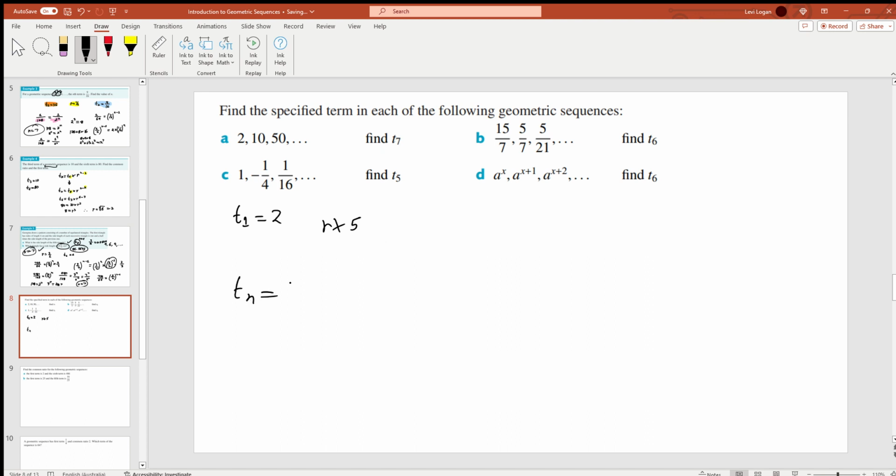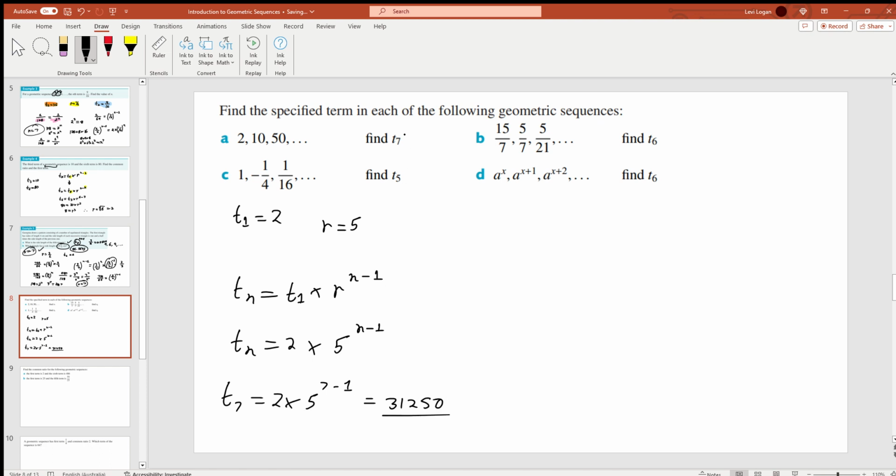So t of n equals t of 1 times by r to the power of n minus 1. So we're going to have t of n equals 2 times by, oh sorry, that's an equal sign there, not times, is equal to 5 to the power of n minus 1. T of 7, so 2 times by 5 to the power of 7 minus 1 gives me 2 times by 5 to the power of 6, which is, how many is that? Oh, that's a big number. Anyway, gives you this term here when you plug into your calculator, so I'll put that there. 31250. Okay.